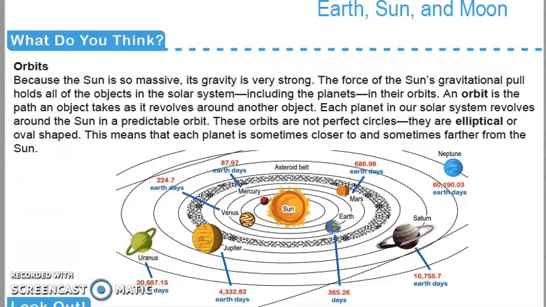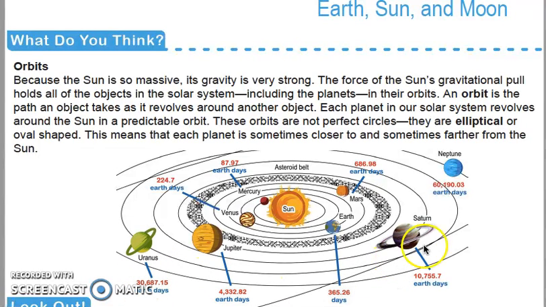Each planet in our solar system revolves around the sun in a predictable orbit. That means it's always kind of in the same place. These orbits are not perfect circles. They are elliptical or oval-shaped. This means that each planet is sometimes closer to and sometimes farther away from the sun.